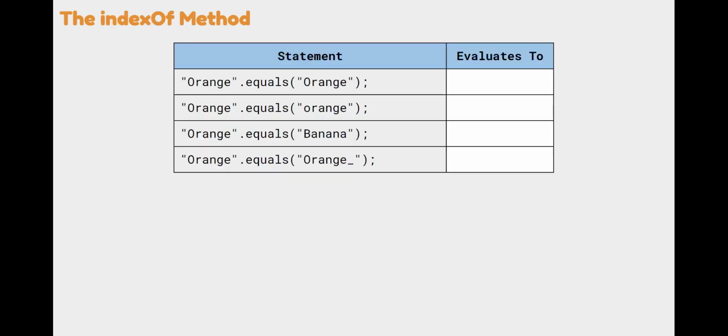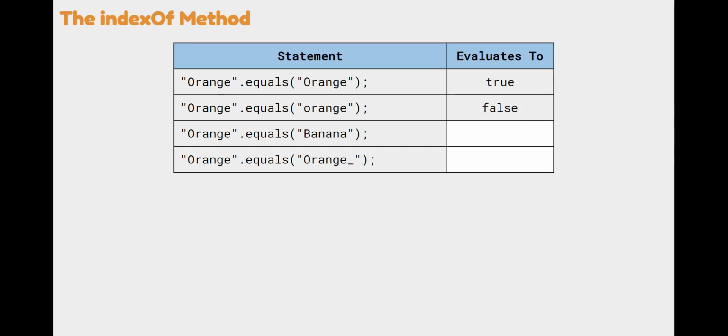Looking at some examples, we have the string literal orange calling the equals method, and we are passing in the string literal orange. Both of those string literals are the same. This will evaluate to the Boolean value of true. In our second example, we have the string literal orange calling the equals method, and we are passing in the string literal orange. This time that string literal is all in lowercase. This will evaluate to the Boolean value of false. The equals method is case sensitive.